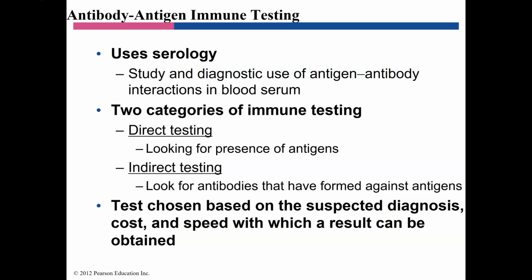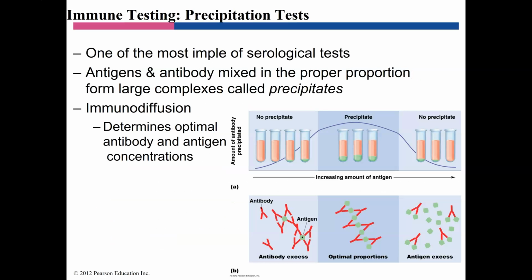One of the simplest types of tests is a precipitation test. You mix antigen with the person's serum, which has antibodies in it, and you're going to look for signs of precipitation. However, this is not done blindly. You have to test dilutions of your antigen or your antibody to get the optimum antibody-antigen concentration. What am I talking about?